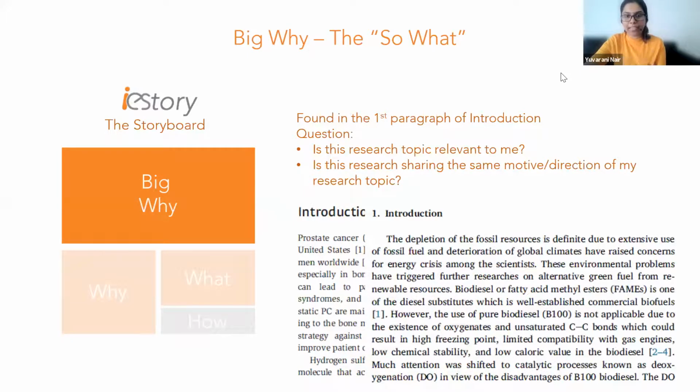Okay, so like over here, the depletion of fossil resources. It gives them an idea of what to look forward to: where is this paper headed, and how it could benefit my reading, my understanding, or my writing.